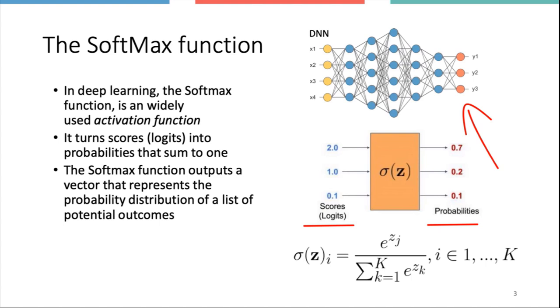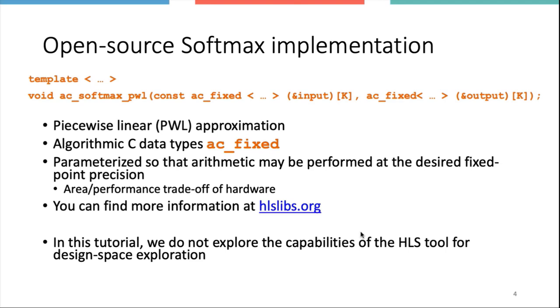You can also see the mathematical definition of softmax. For each value, we have the exponent of that value divided by the sum of exponent of all of the other values. We choose to leverage an open source implementation of the softmax, as it is provided by Mentor on hlslibs.org. This implementation uses piecewise linear approximation and algorithmic C data types, Mentor ACFix. The input and output arguments of the function are parameterized so that the arithmetic can be performed at the desired fixed point precision. This allows the HLS designer to trade off among area and performance.